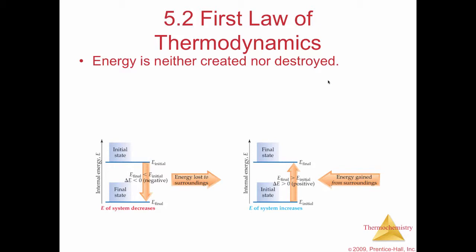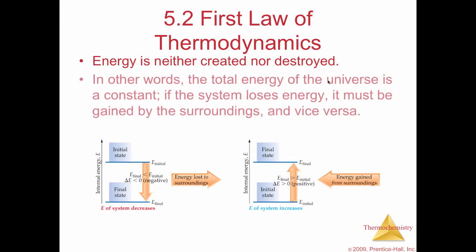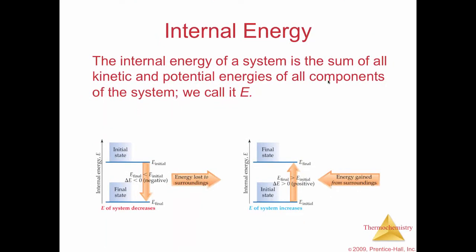Section 5.2, the first law of thermodynamics. Energy is neither created nor destroyed. In other words, the total energy of the universe is a constant. If the system loses energy, it must be gained by the surroundings and vice versa.